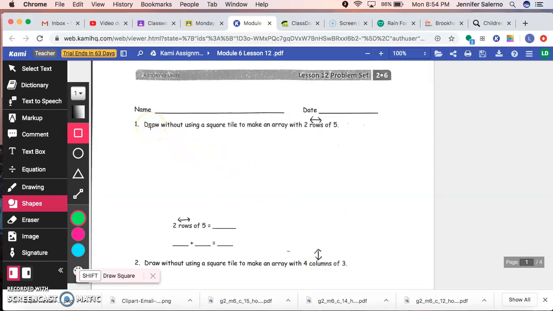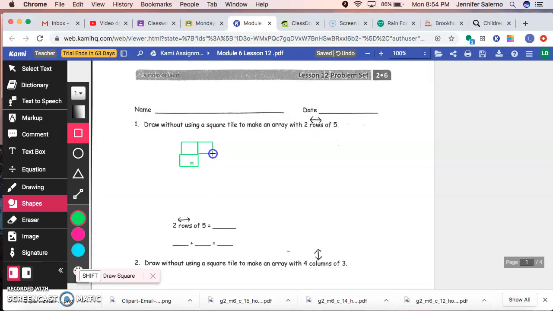It says draw without using a square tile to make an array with 2 rows of 5. I know it says without, but that's again something that we would be doing in the classroom. So we're just going to be using square tiles regardless for this whole lesson, okay? Just for this one, I'm just going to use it and make my 2 rows. Notice again, I'm not going to have any spacing between them, okay? So 2 rows, and in each row I need to have 5.